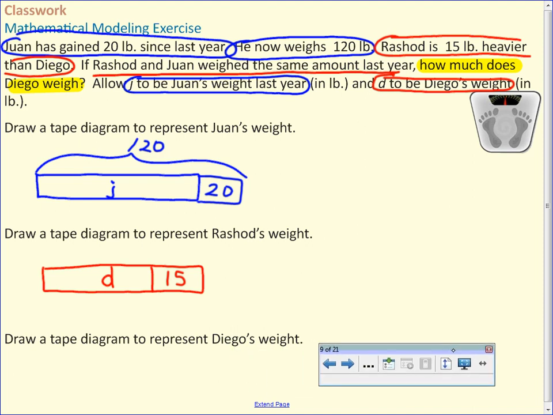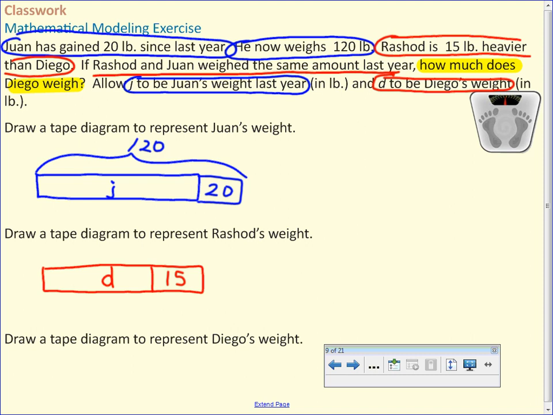How would I represent Diego's weight? What is going to represent Diego's weight? The answer's in the paragraph. What's Diego's weight? What would we use? D. Exactly. And I already have a D here, so I want to make sure that I make it the same size, because D is not going to change. So those are our three tape diagrams to represent our three friends' weights.